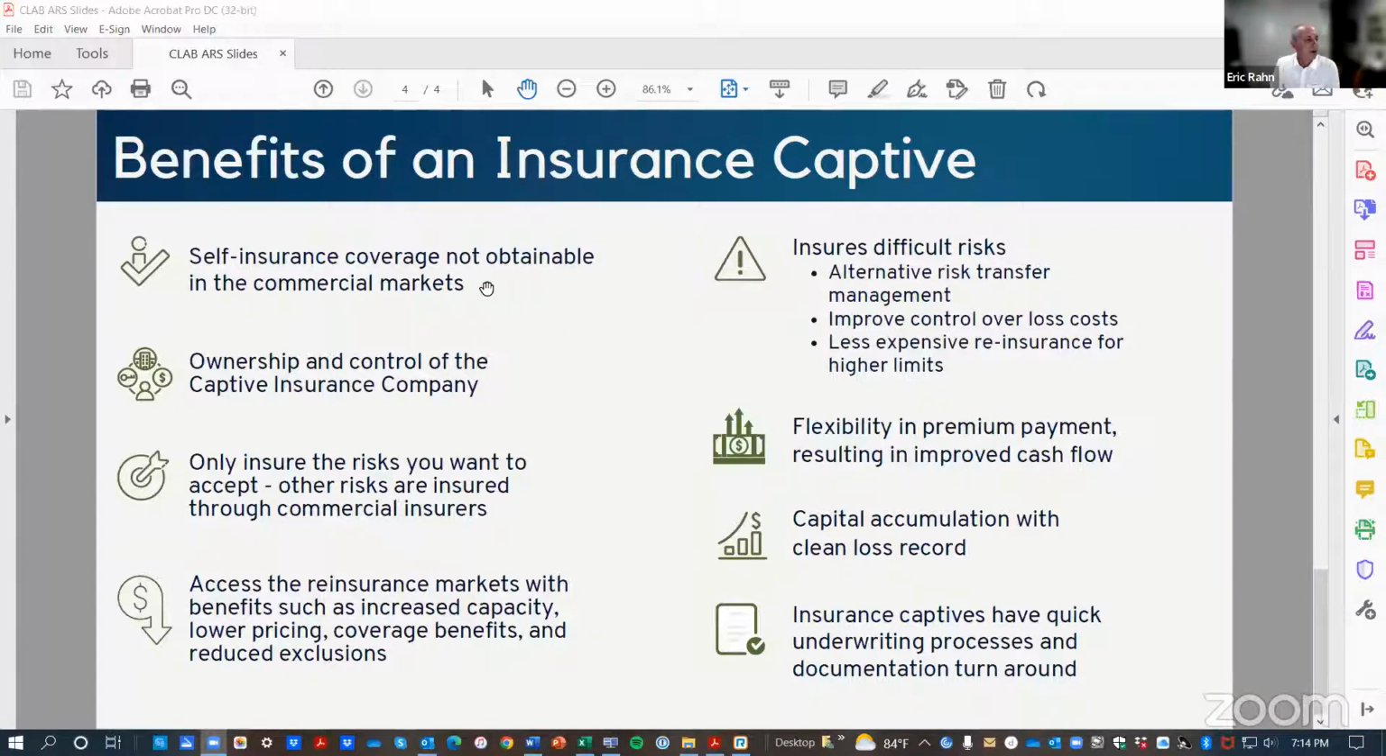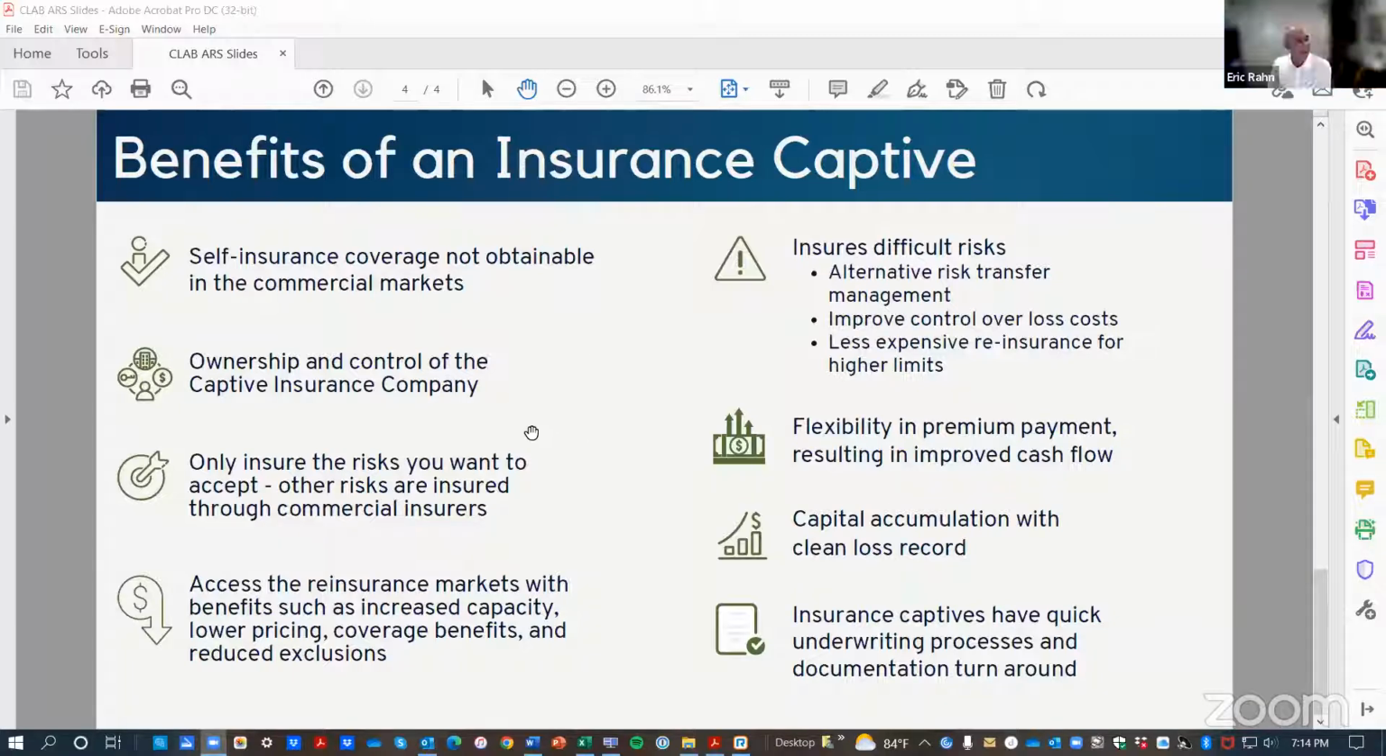The benefits of an insurance captive. Self-insurance: captives cover risks not obtained in the commercial market. What we're going to talk about are things that cannabis companies find difficult to obtain or costly, such as D&O, product liability, crop insurance, losing a major supplier, supply chain interruption. These are just a few of the examples that you can insure under a captive.